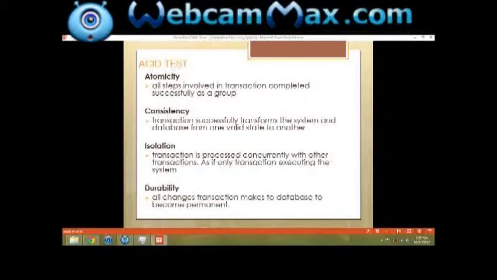the TPS must have atomicity, which means that every transaction must be completed successfully with all the steps. And then consistency: the transaction must be able to transform the system and the database from one valid state to another. Isolation: the transaction must be concurrent with other transactions. Durability, which means that these transactions to the database must become permanent. So these records must become permanent.